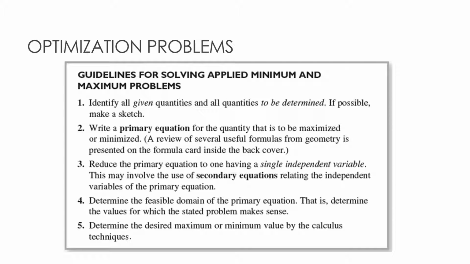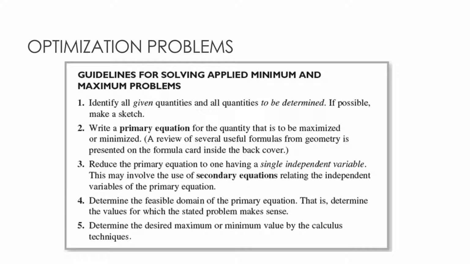So essentially here's what we're going to do. We're going to read the question and identify anything that we're given and anything that we need to figure out. If possible, make a sketch. I usually do make a sketch because it does help me to visualize the question. Then I'm going to write the primary equation. So in the question, it's going to say find the minimum cost or find the maximum area or something. That's your primary equation. Keep in mind, you might have to Google equations.